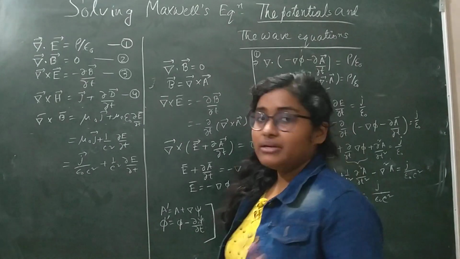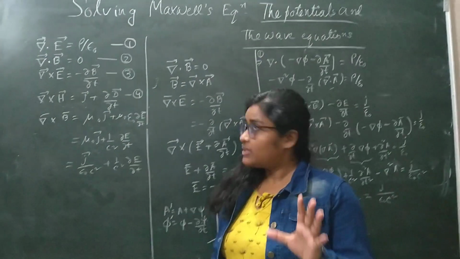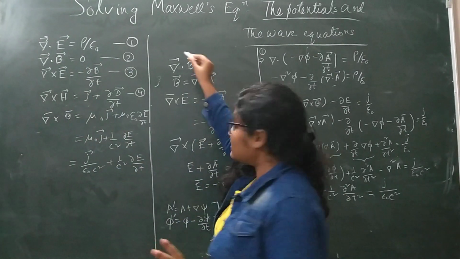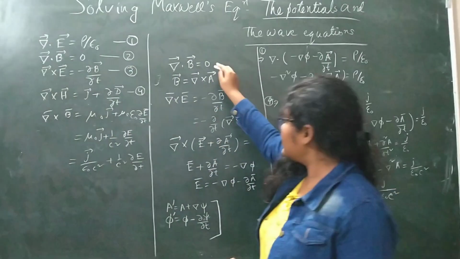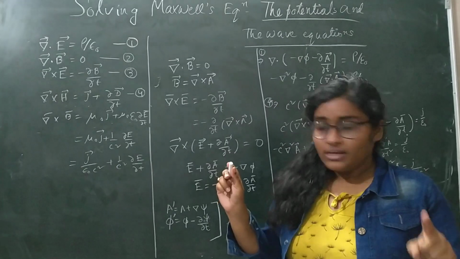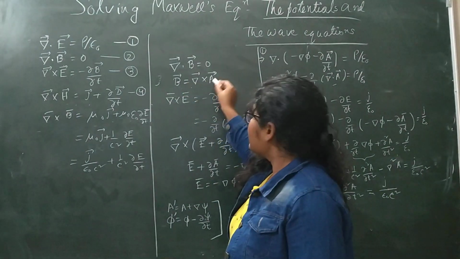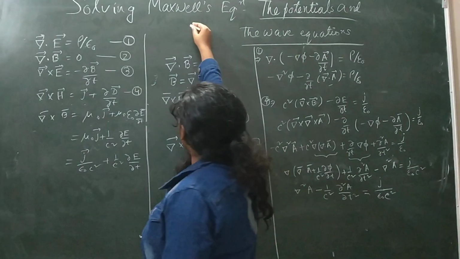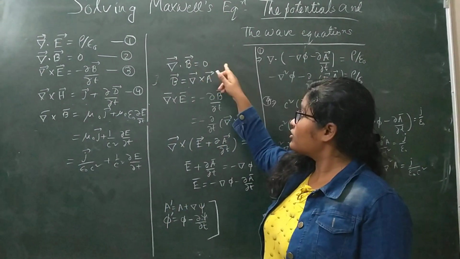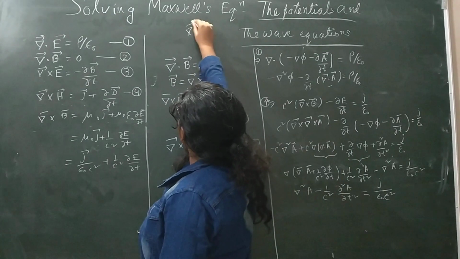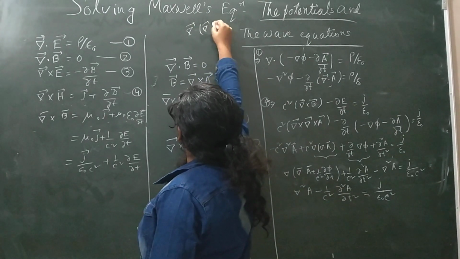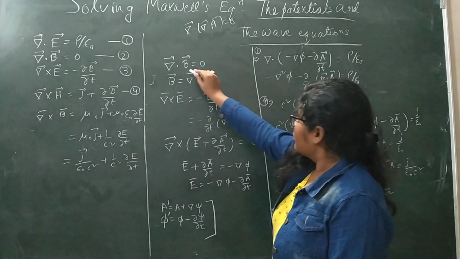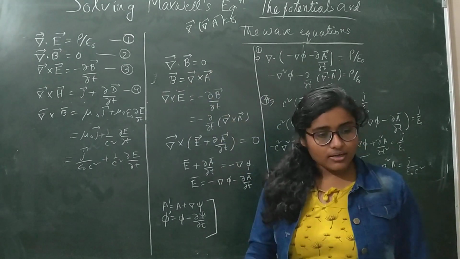So here I will introduce the potentials. Now, whenever del dot B, that is the divergence of the magnetic field, is 0, you can express B as a curl of A. From where does it come? If the divergence of this quantity B equals 0, then the divergence of curl of A will also be 0. So B can be expressed as curl of A.